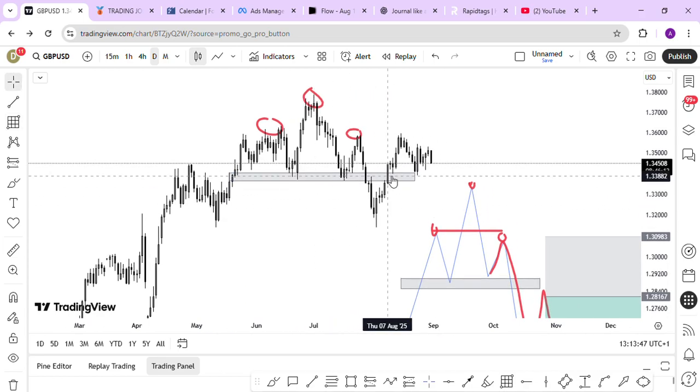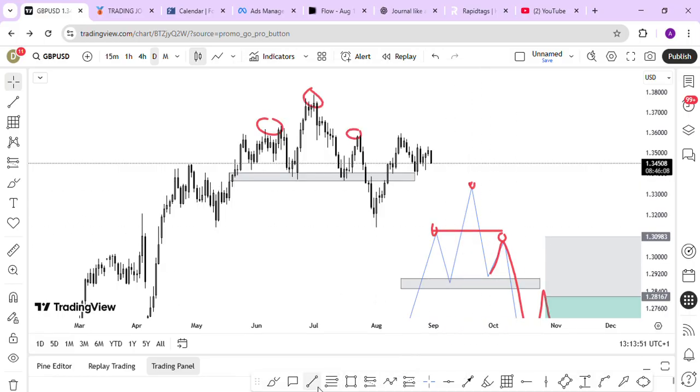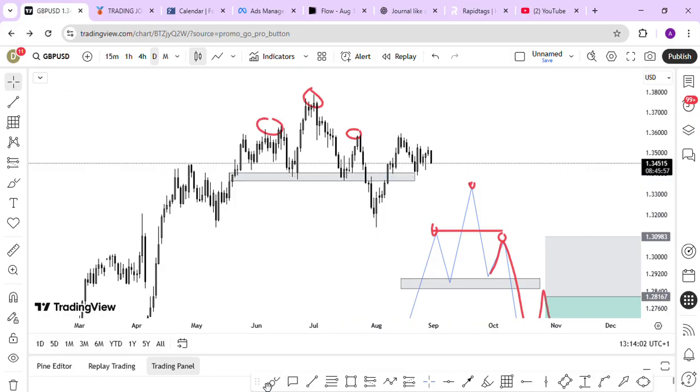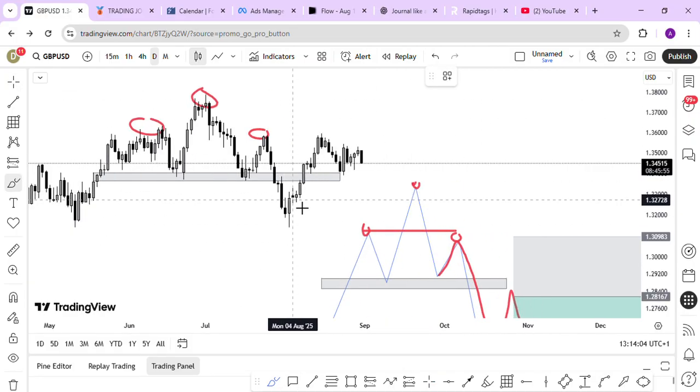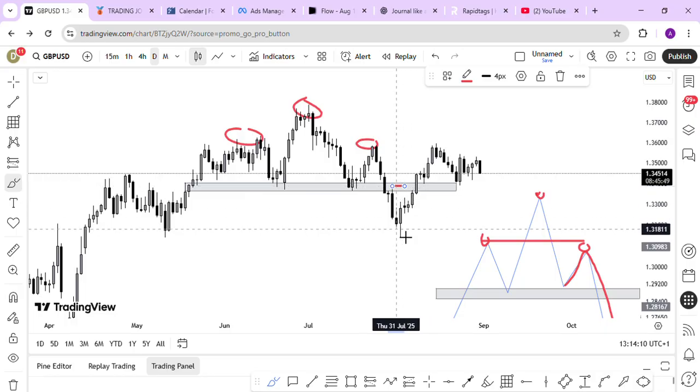But do you know why this level failed? Because markets actually use this pullback as a liquidity. If you don't understand, you can watch my video on how to identify when market did a valid pullback. Let me expand it so that you guys can see. Markets use this as an inducement.